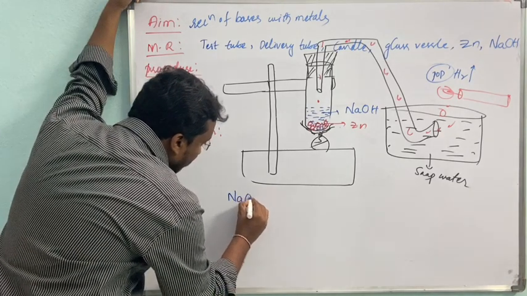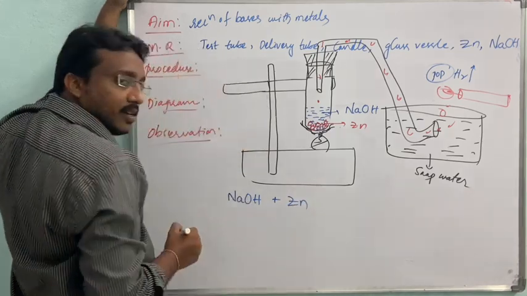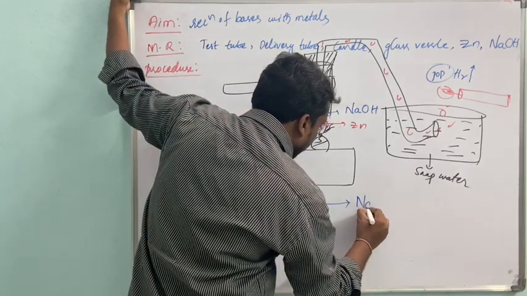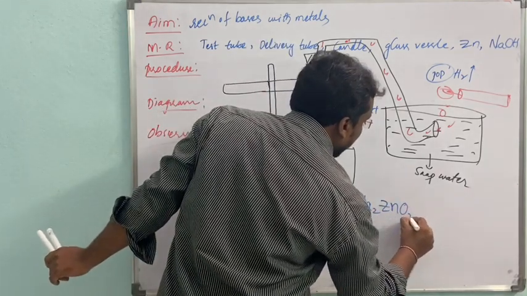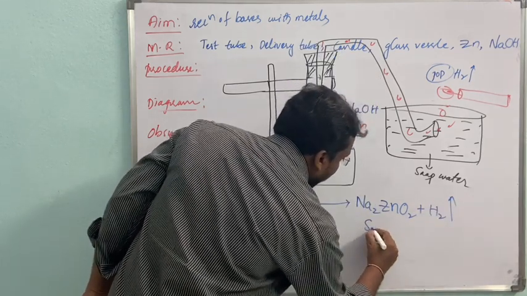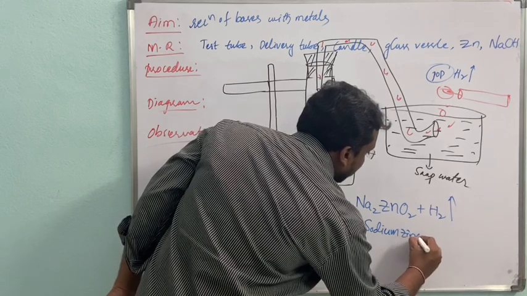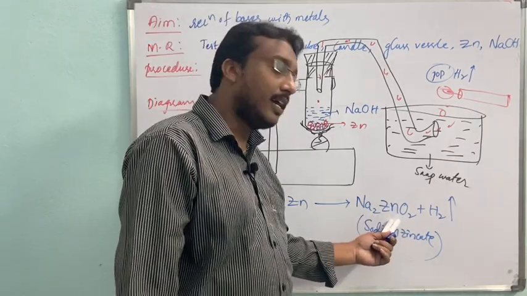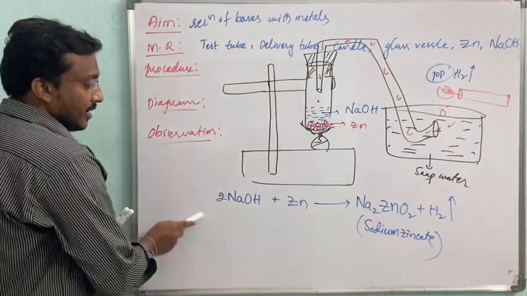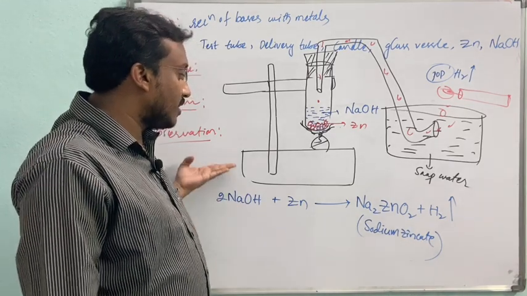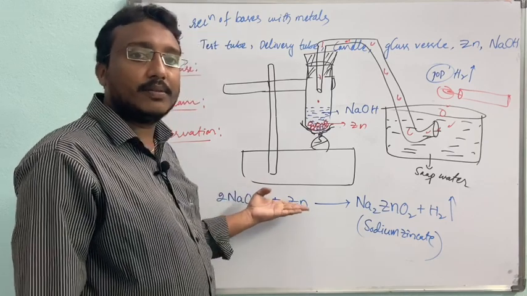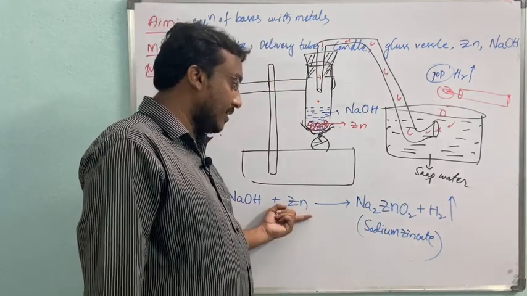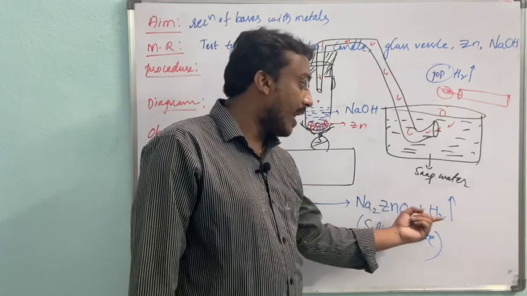NaOH plus zinc. Bases react with the metals, it gives Na2ZnO2 plus H2. That means sodium zincate and hydrogen gas we got, so we have to balance it. Sodium zincate is a salt. In these reactions, when bases react with metals, in the case of zinc, when a base reacts with zinc, we get as products sodium zincate and hydrogen gas.